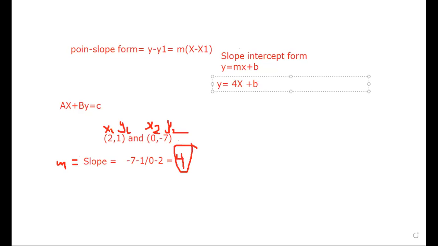Now we want to calculate the value of b. Then we have to choose any one ordered pair from both pairs, and replace the x and the y. Whether you try the first or the second ordered pair, it will give us the same answer. Then what is the next step?